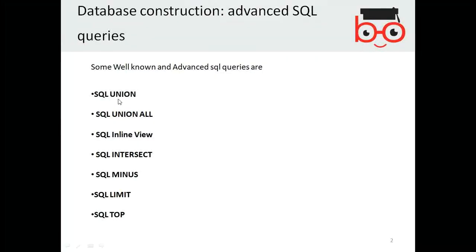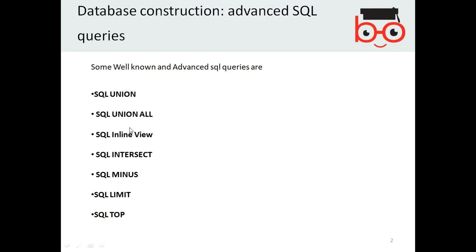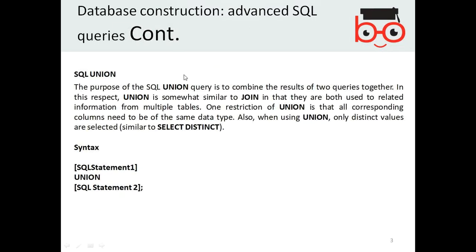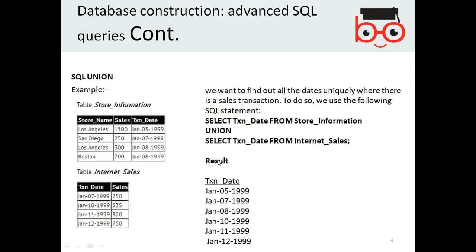In addition to these basic commands, there are certain advanced commands like SQL union, union all, inline view, intersect, minus, limit, and top. Union is like SQL statement 1, and then UNION, then SQL statement 2. Then how do you get the result?